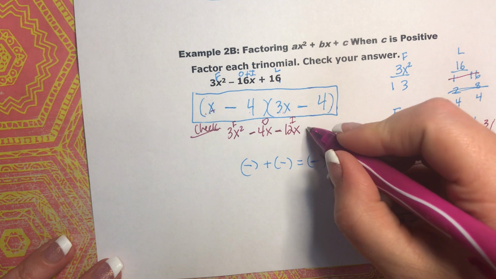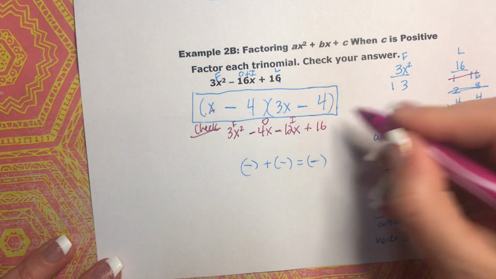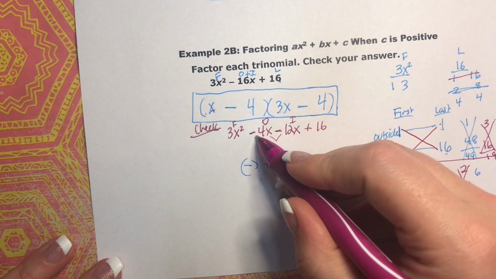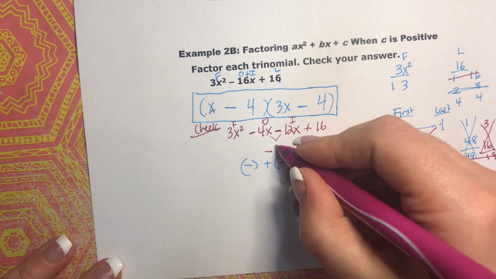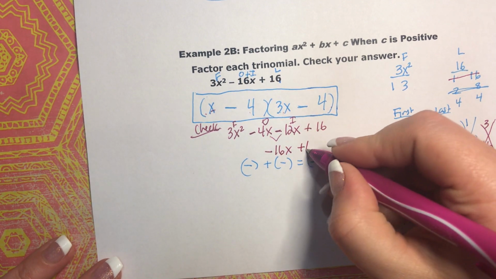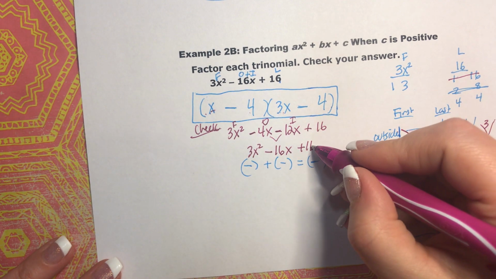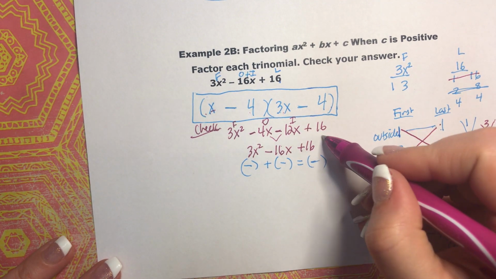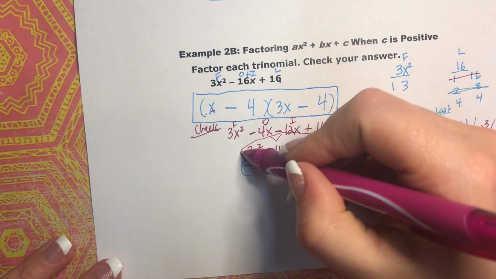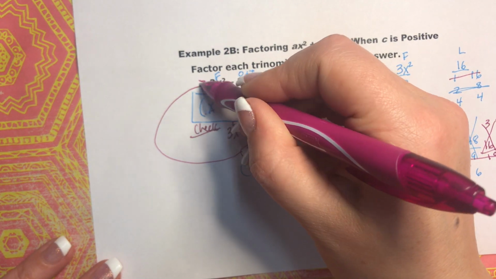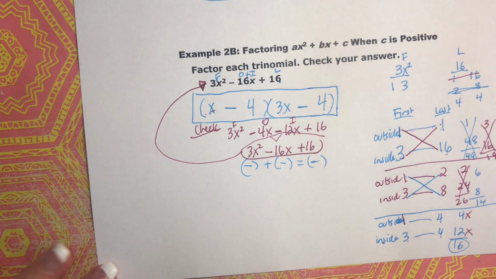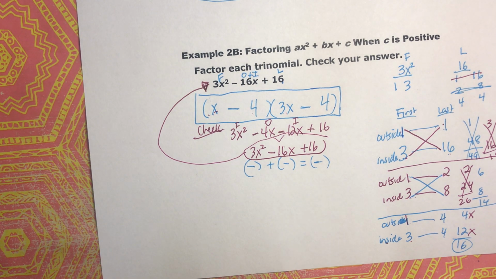Negative times a negative is a positive. 4 times 4 is 16. And then I combine these. Negative 4x minus 12x is going to give me negative 16x, plus 16, 3x squared. I got my first, I have my last, I have my combination of my outside and inside. And that is the same exact thing that I have here. So I know that I did it correctly. All right, perfect. Let's go ahead and try this again.